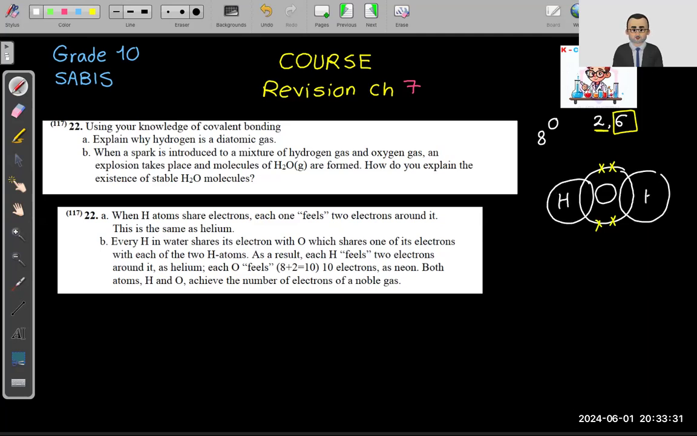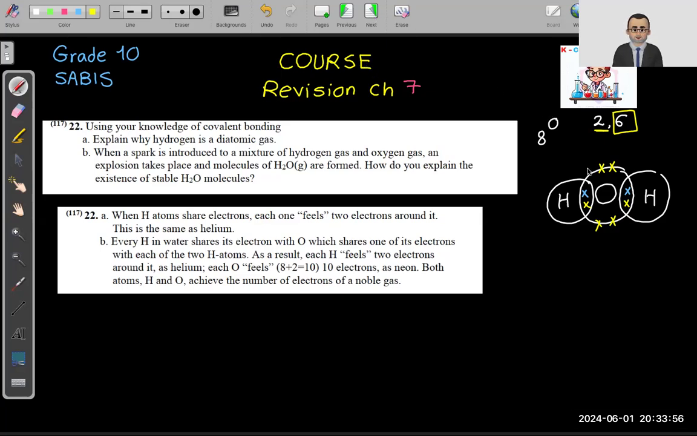The hydrogen atoms will also share 1 electron. Each one of them will share 1 electron, and the oxygen will share 1 electron with each of them. So now the oxygen feels like it has 8. Originally it has 6 electrons, but it feels like it has 8, like the noble gas, and the hydrogen feels like it has 2, like the noble gas helium. So this is a covalent bond.